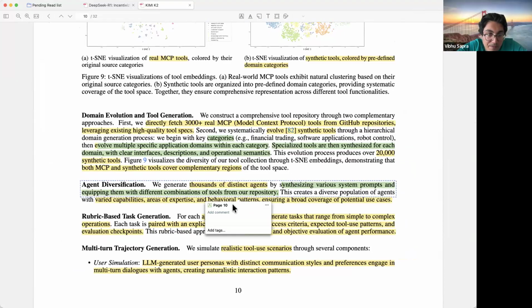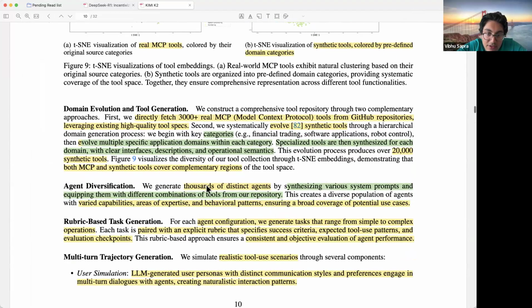Got you. So basically, we generate thousands of distinct agents by synthesizing various system prompts and equipping them with different combinations of tools from our repository. So it's not like they have access to all 10,000. You probably have an agent that has access to like 4 tools with varied capabilities, areas of expertise, and behavioral patterns.